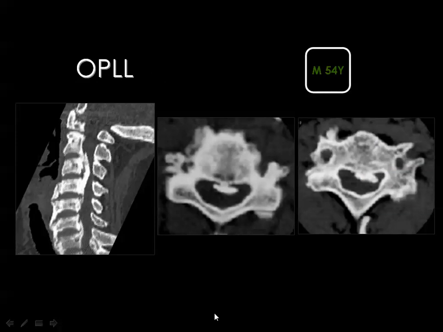Then, if you look carefully here, this is ossification of the posterior longitudinal ligament, and it will appear like this in the axial image. And this is quite different from the osteophyte.